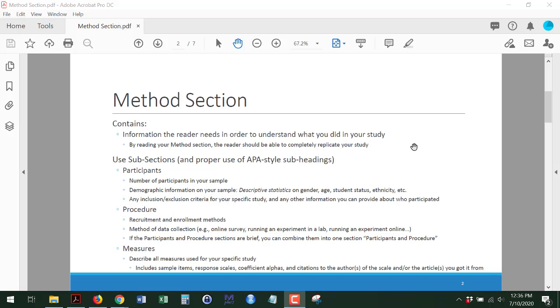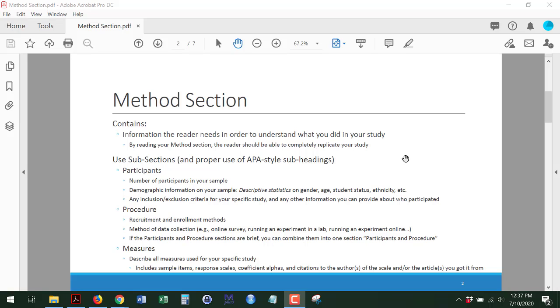You also want to include a measures section, and this describes all of the measures used for your specific study, including sample items, response scales, coefficient alphas, and citations to the authors of the scale, where you got the scale from.